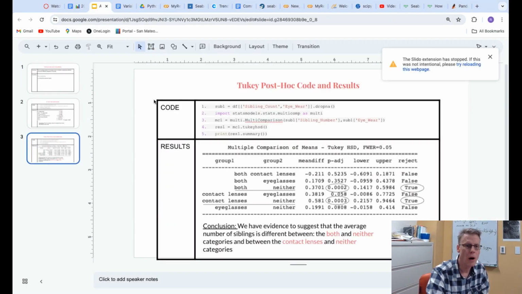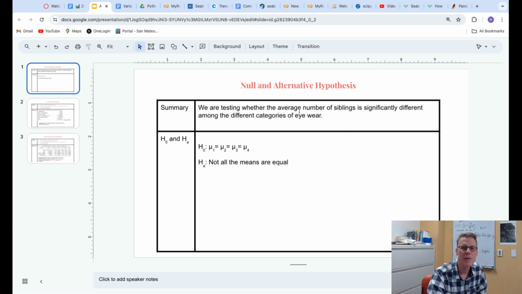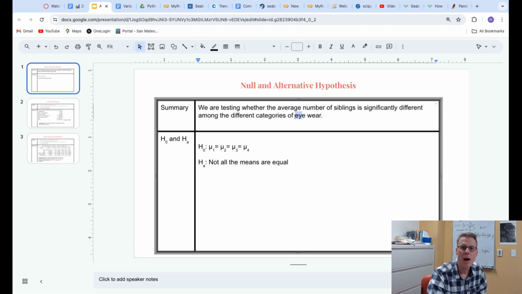Okay, so on my slide, I'm starting with a summary of what we're testing. My two variables are number of siblings, or sibling count, which is my response variable. That's my quantitative variable. And eyewear is my explanatory variable. So we're testing whether the average number of siblings is significantly different among these different categories of eyewear. So our null hypothesis is that in the population anyway, it doesn't matter which category I'm in.